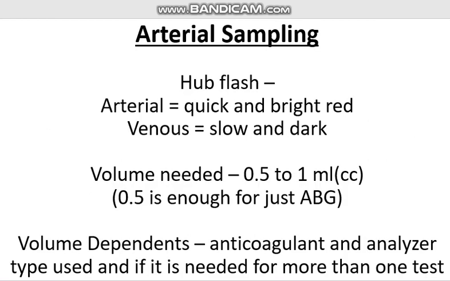Arterial sampling. In a hub flash, arterial blood will come quick and be bright red. But venous blood will come slow and appear dark. The volume needed to draw is between 0.5 to 1 ml or cc. 0.5 is enough for just an ABG. Volume dependence includes the anticoagulant and analyzer type used and if it is needed for more than one test.